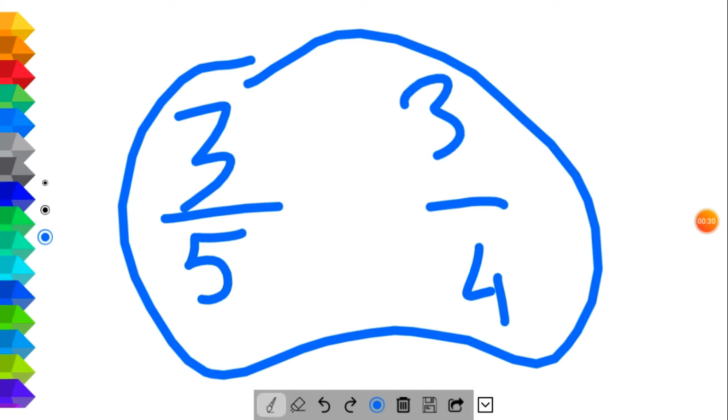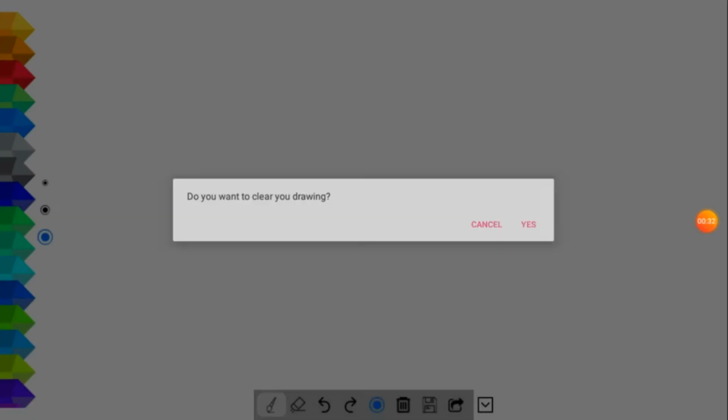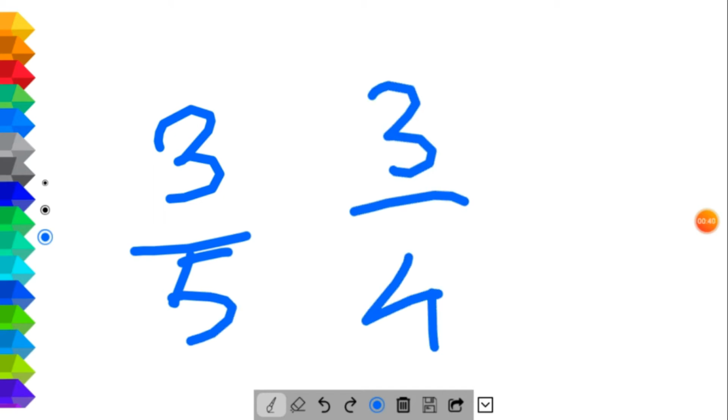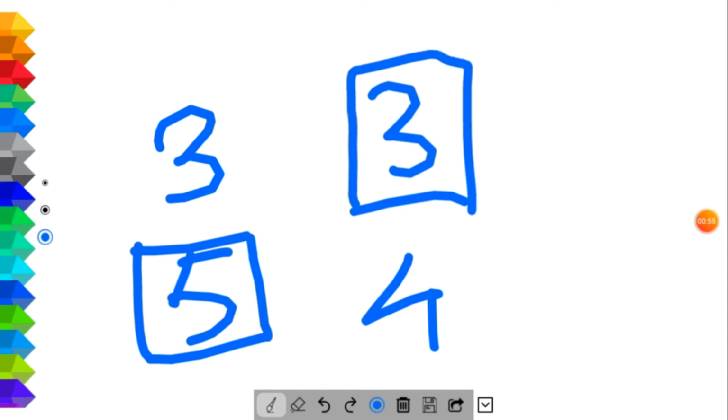So what do we do? You could first write it out like this, 3/5 and 3/4. If you start on the left, you can ignore the 5 and this 3 up here. Let's put a box around them so we know that we can ignore them right now. So we have to worry about the 3 and the 4. We have to multiply 3 by 4.